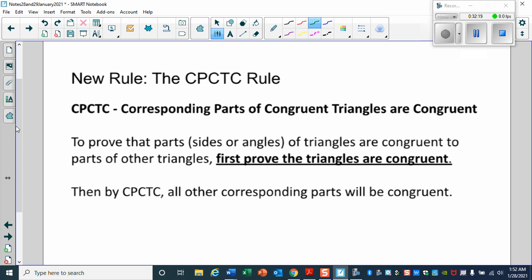Now, one rule we wanted to talk about was that corresponding parts of congruent triangles are congruent. We kind of seen that a little bit. So now to prove that parts, sides or angles of triangles, are congruent to two parts of other triangles, first prove the triangles are congruent. So that's the key. We need to show the triangles are congruent. Then you can say the corresponding parts of congruent triangles are also congruent. And we're just going to use the CPCTC.